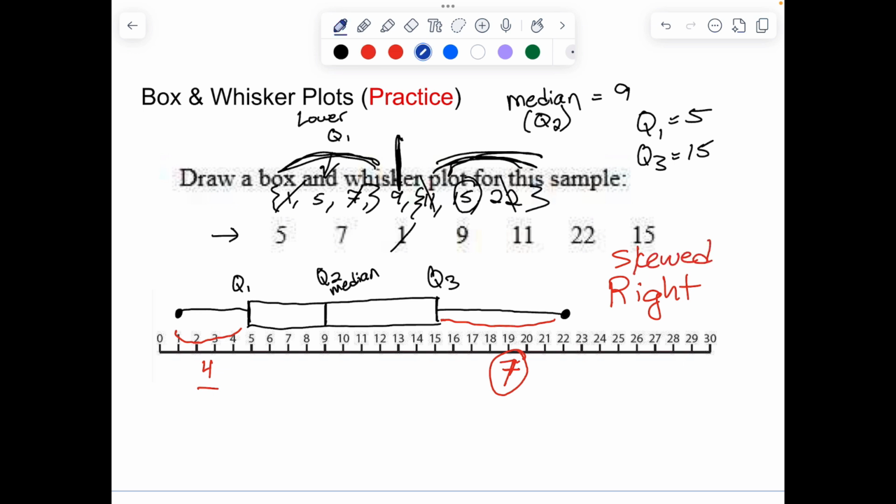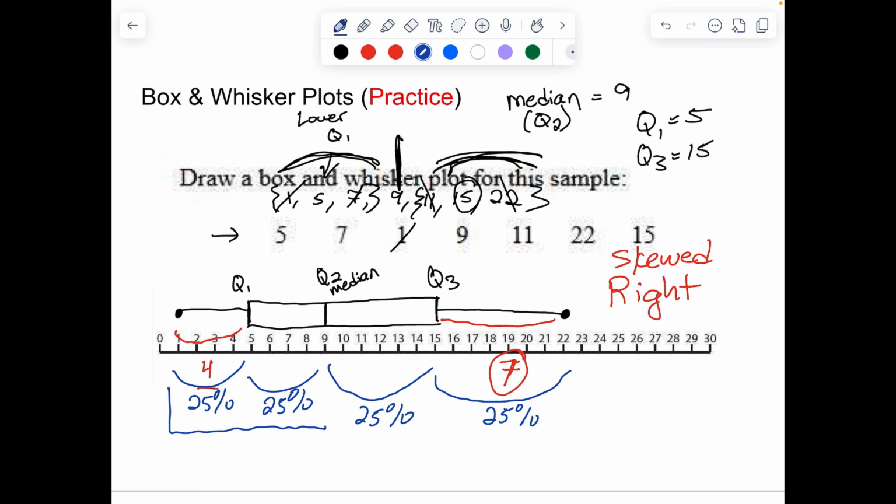Again, this means that 25% of our data is here, 25% is here, 25% is here, and 25% is here. If we are looking at the range here for the first half of our data, we have a smaller range of numbers. So more of our data is clustered in the first half than it is in the second half. So there's a bigger range in the second half.